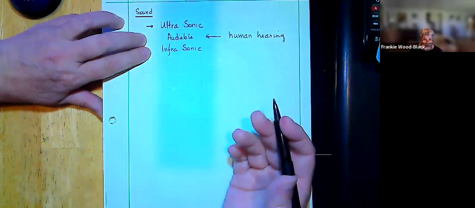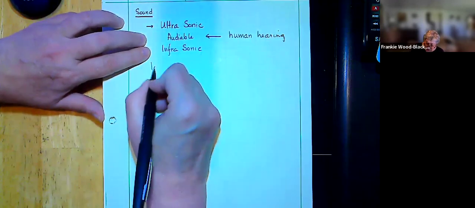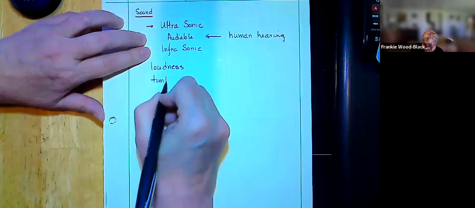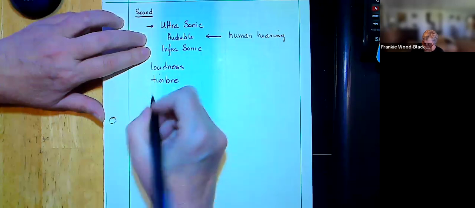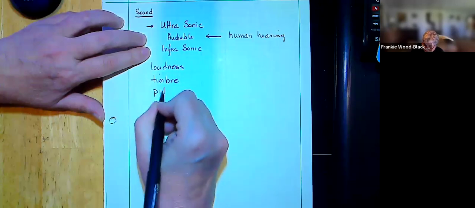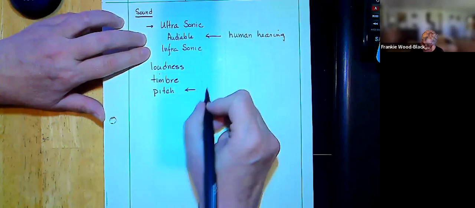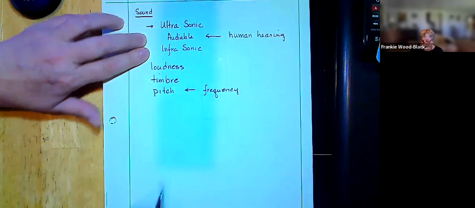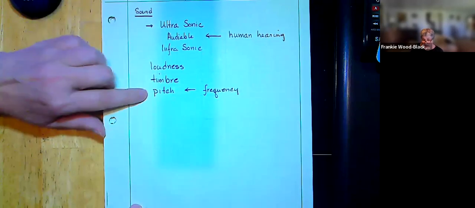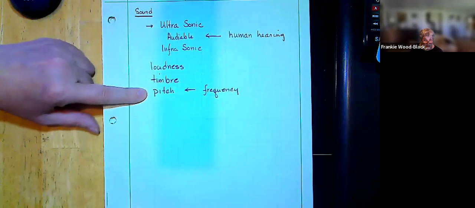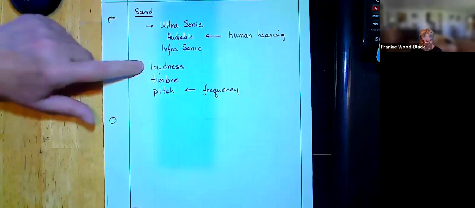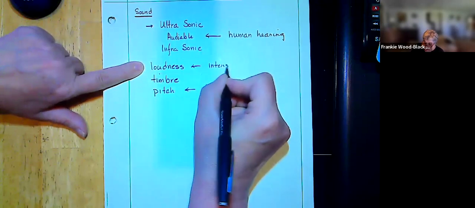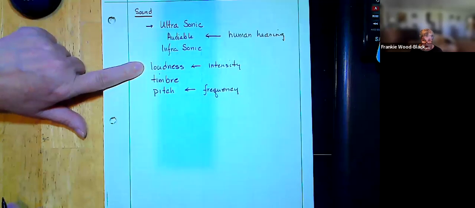We'll also talk a little bit more about what we refer to as loudness, timbre, and pitch. Pitch is related to frequency. So if we're talking about what the human ear will hear, pitch will be like high C or low C. It's going to be related to frequency. Loudness is related to intensity. And that's what we're about to talk about.